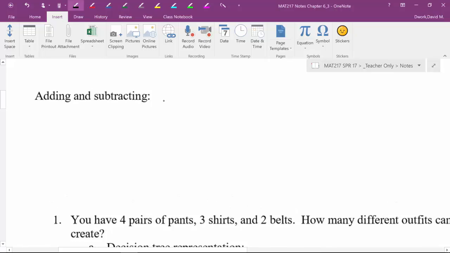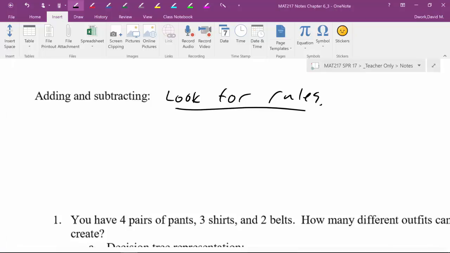What I want you to do is look for rules. We're going to explore and try to figure out what our rules are and how we're going to apply them. So I think it's easier to do some problems and have these things naturally come out than for me to just tell you, when you see this, do this, when you see that, do that.